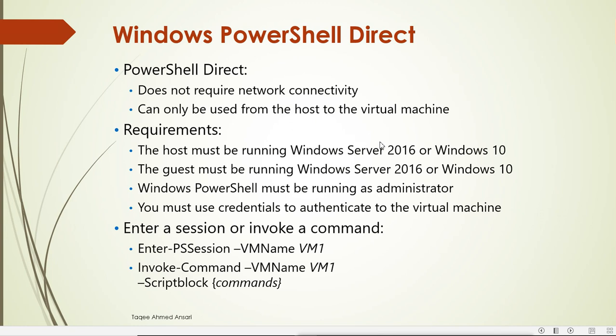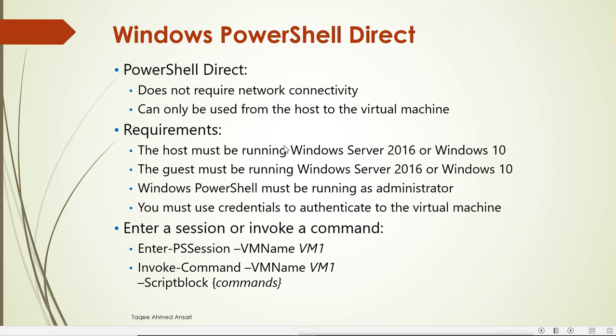If we have an external switch configured, then the virtual machine can be accessed from other servers, from the physical network, and also from the host itself. And if we are using the internal network, the virtual machine can be accessed from the host by using the IP address. But if we don't have an IP address or connectivity, we can still connect to the virtual machine from the host by using the Windows PowerShell Direct feature.